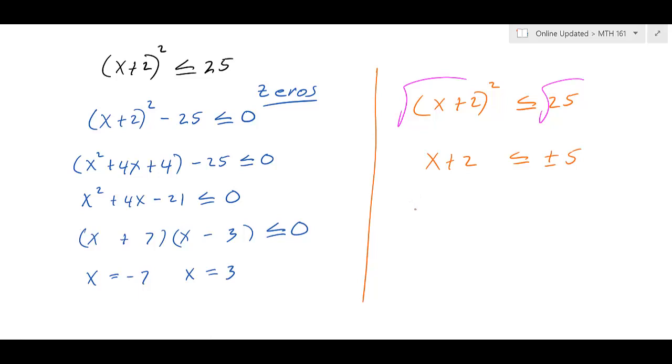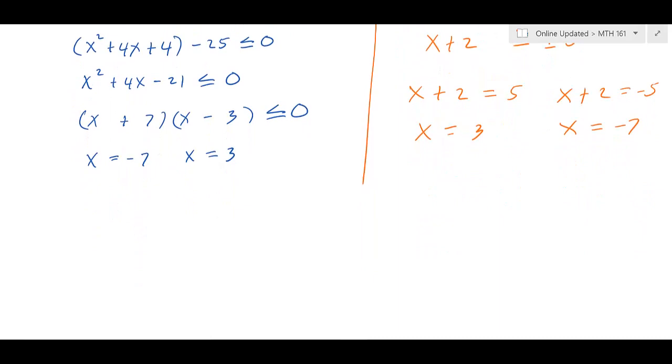So you would have ended up with x plus 2, and we could think of this as equal to 5, and x plus 2 is equal to a negative 5, and realize you're going to get the same thing that we had over here. We would get x equals 3 and x equals a negative 7. So because this was a nice perfect square, we could have easily taken the square root. So either technique you want to use is perfectly fine.